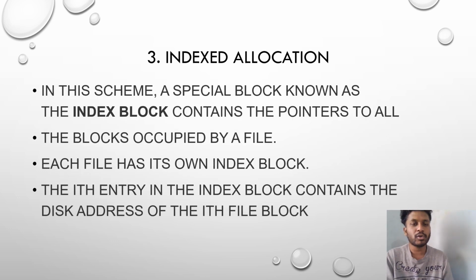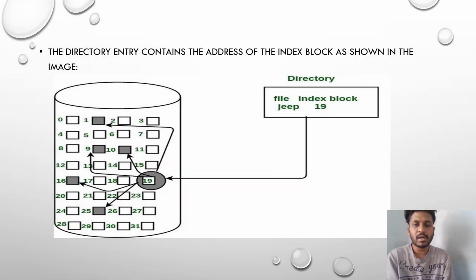Let's see about indexed allocation. In this method, a special block known as the index block contains the pointers to all the blocks occupied by a file. Each file has its own index block. The ith entry in the index block contains the disk address of the ith file block. The directory entry contains the address of the index block as shown in the below figure.